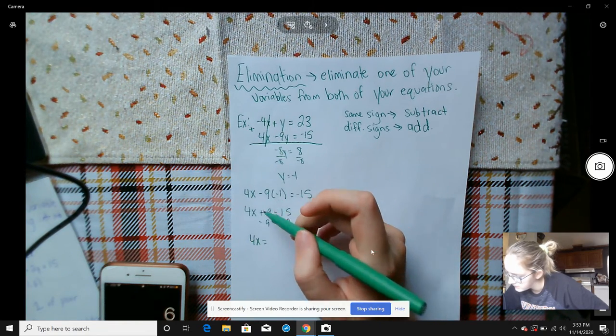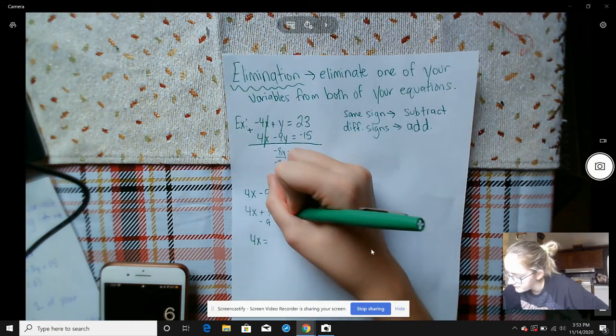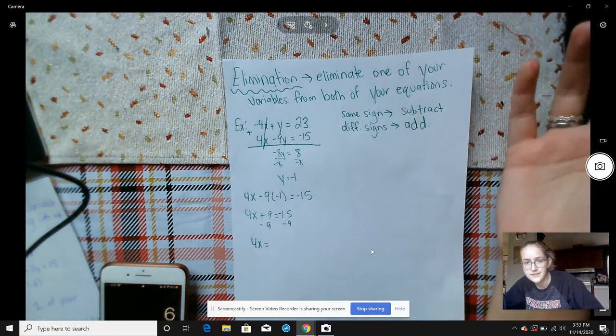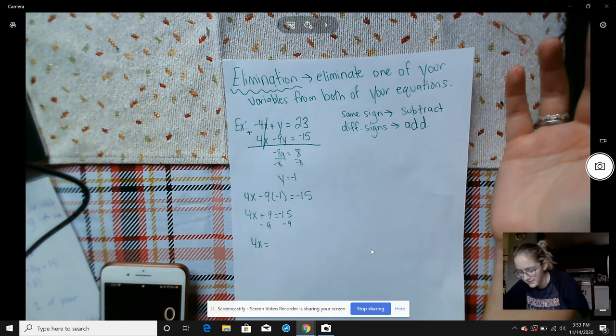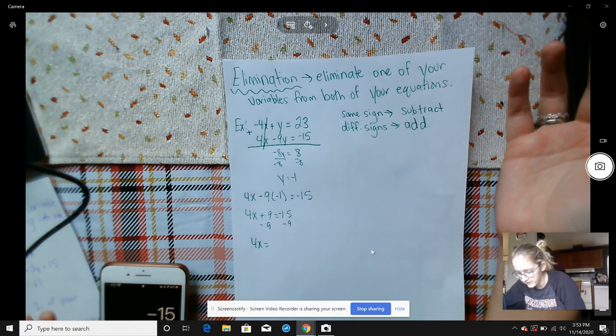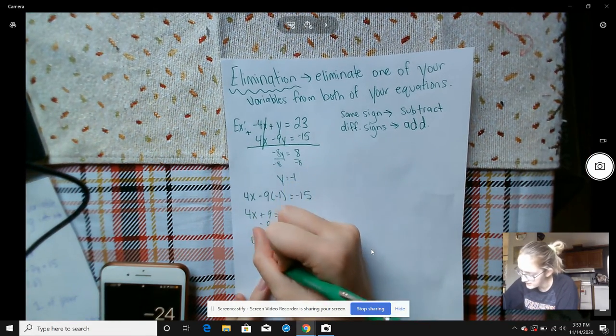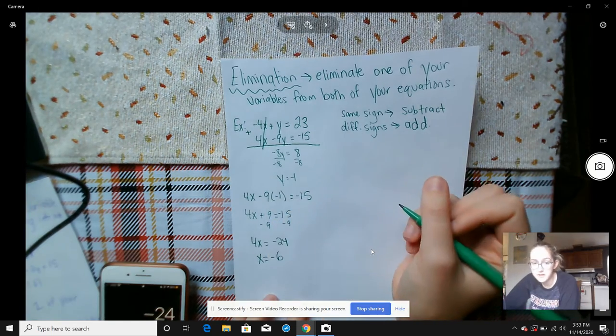Oh, it's because it's a negative 15. I'm sorry. Negative 15 minus 9. See how easy it is to forget your negative signs? So negative 15 minus 9 is going to give me negative 24. And x is going to equal negative 6.